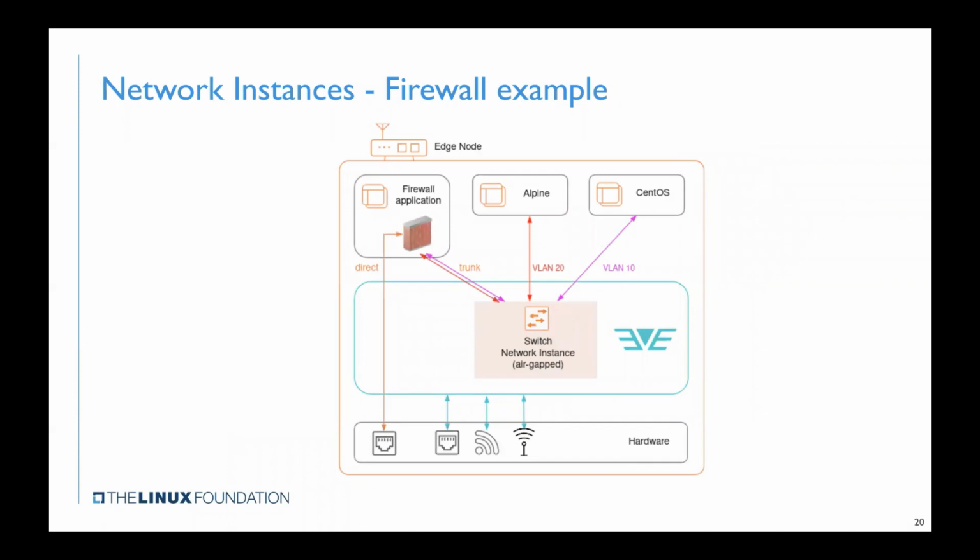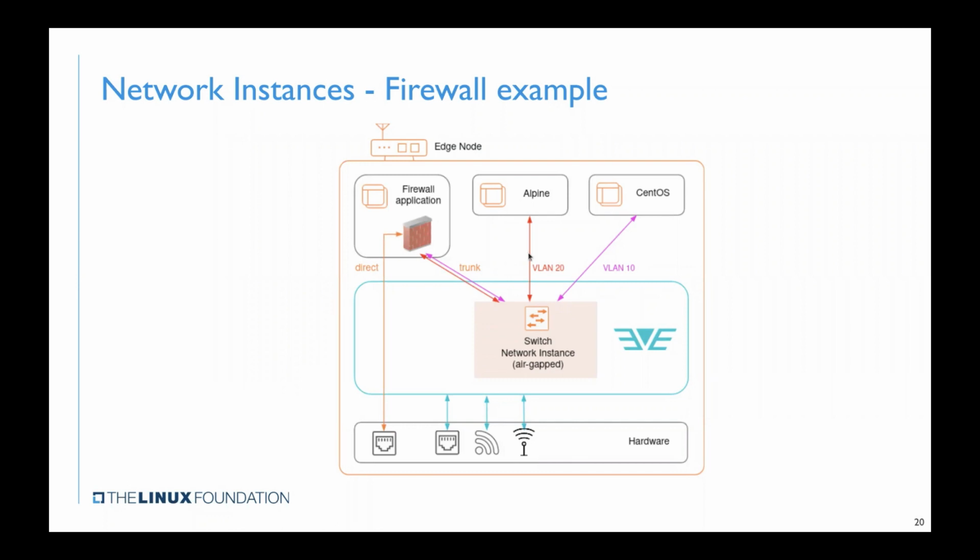Here I have another example. Let's say that you have some applications, but you may want to apply some of your own filtering, maybe block some malicious activity. In that case, you can deploy a firewall, and you can actually deploy it as an application on the same device next to your other applications. In this case, I decided that this network adapter will be used directly by my firewall application. That's an example. And other applications will be connected to the firewall through a switch network instance.